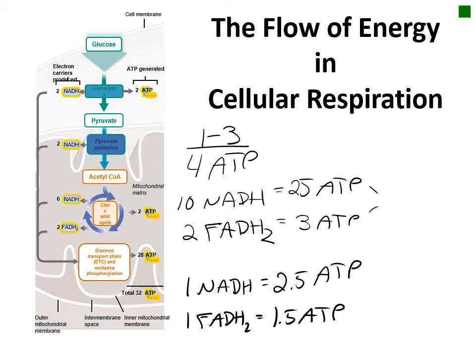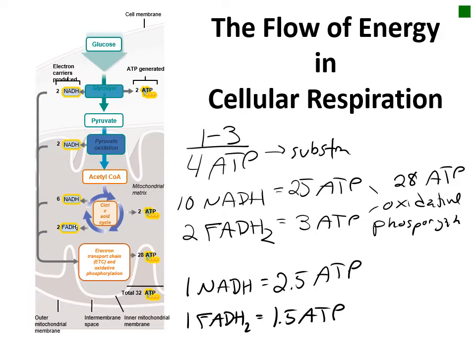That produces a total of 28 molecules of ATP through oxidative phosphorylation, combined with the 4 through substrate level, gives us a total of 32 ATP for all of cellular respiration.